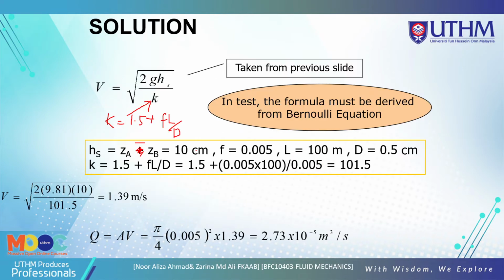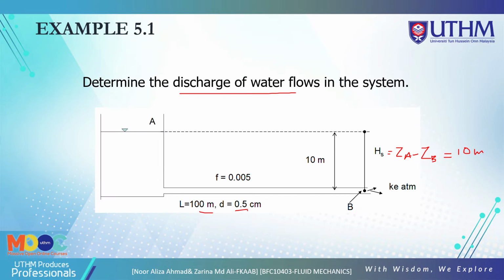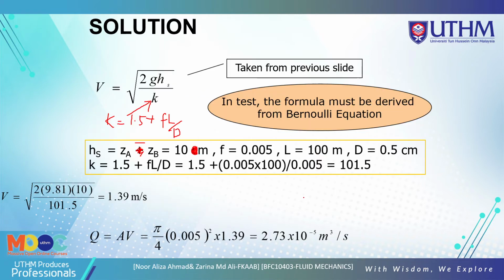So F 0.005, 10 meter, not 10 cm. This is a typo error. 10 meter, F 0.005, L is 100 meter, D 0.5 cm. K using the 1.5 plus FL over D: F times L is 100, and the diameter is 0.005, converted to meter. So you get K is 101.5.